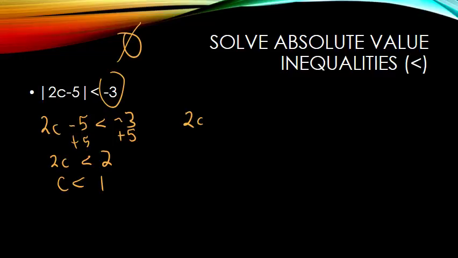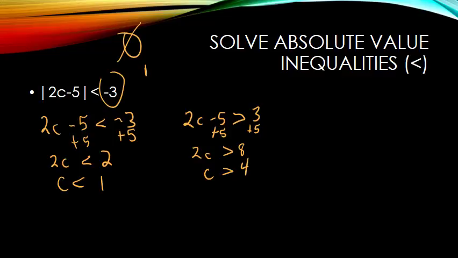I'm going to set it up 2c minus 5, but I'm going to flip the inequality and change the sign of negative 3. So now we've got greater than 3. Again, I'm going to add 5 to both sides, so then we've got 2c is greater than 8. Divide both sides by 2, and so c is greater than 4.